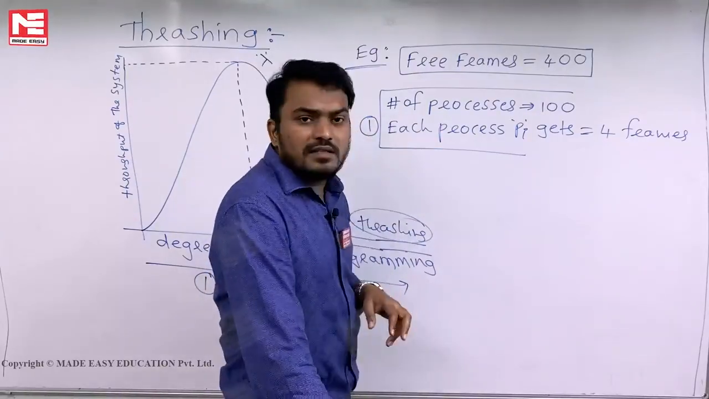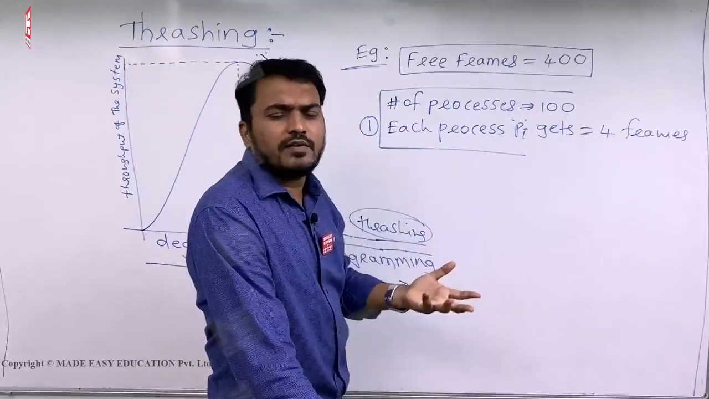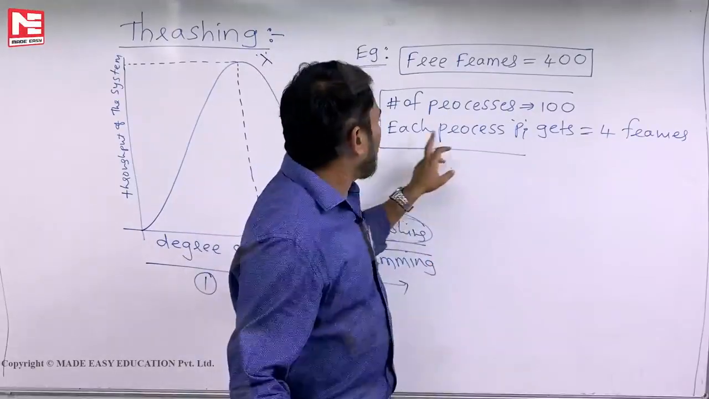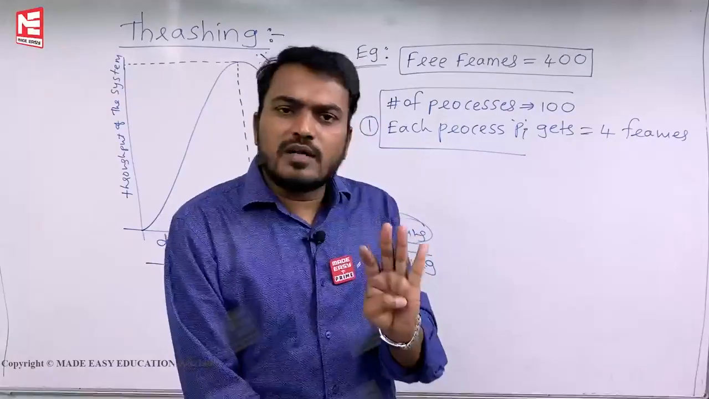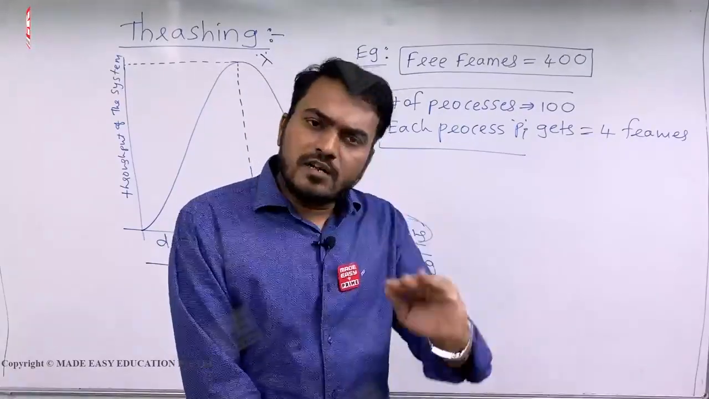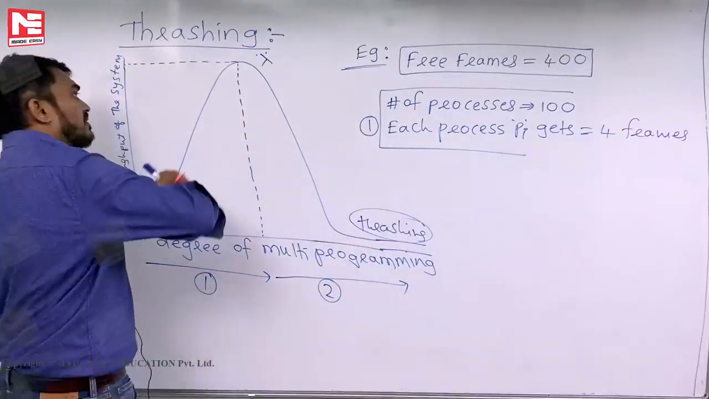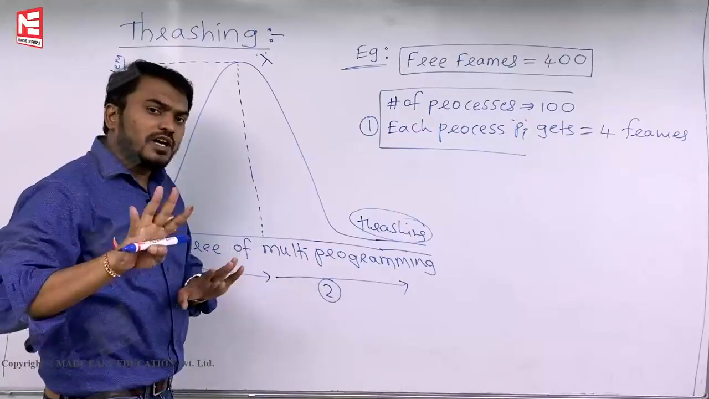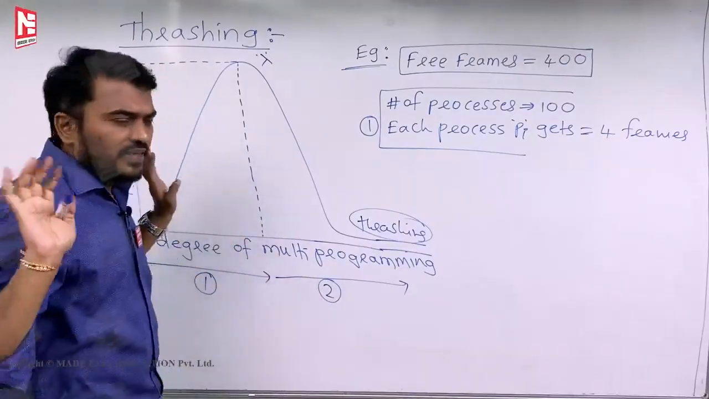Number of process कितना है? 100 process है. So if I equally distribute the available frames, हर process को कितना frame मिलेगा? 4 frame मिलेगा. So each process Pi gets 4 frames and they are comfortably executing in the system. हर एक process को 4 frame दिया गया. There is no problem. The throughput of the system is very high and system resources are utilized perfectly. Right, next.